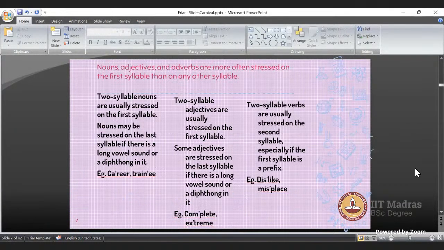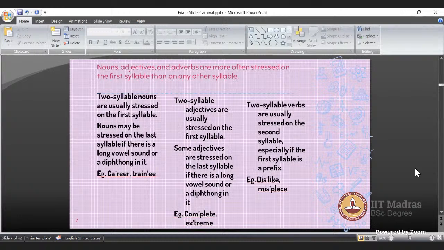Now, about disyllabic words, we know usually the nouns, adjectives, and adverbs are most often stressed on the first syllable. All these nouns, adjectives, adverbs take their stress on the first syllable. To look at them individually, two-syllable nouns are stressed on the first syllable. But if the last syllable in the noun has a long vowel, like in the words career and trainee, they have a longer vowel.